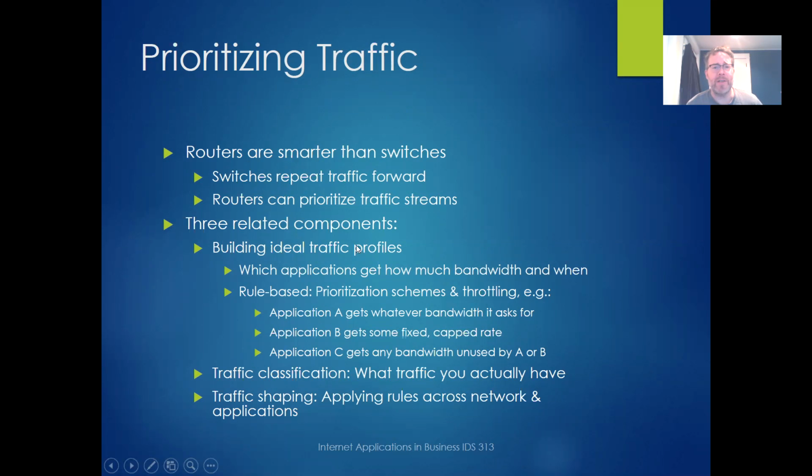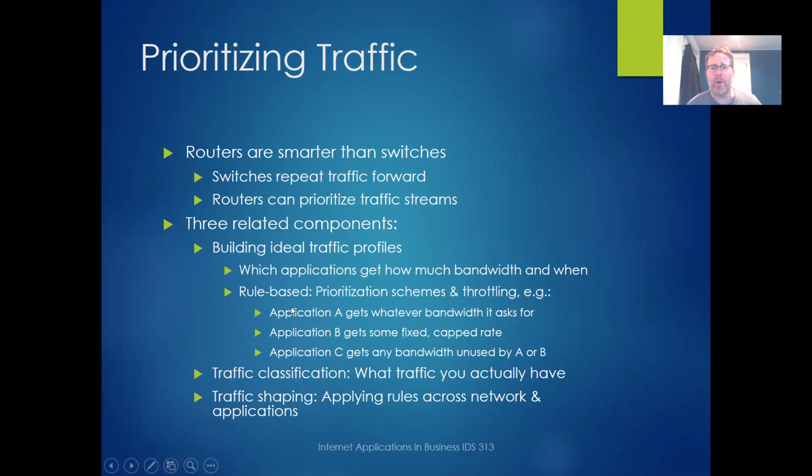Now, the way prioritizing traffic works, there's 3 core components. Number 1, you try to build your ideal traffic profile. So the network designers, administrators, whoever, they think, how should our system look? So that's going to include things like which applications get how much bandwidth and under what conditions. Typically, this is implemented as a set of rules so it can be done automatically.